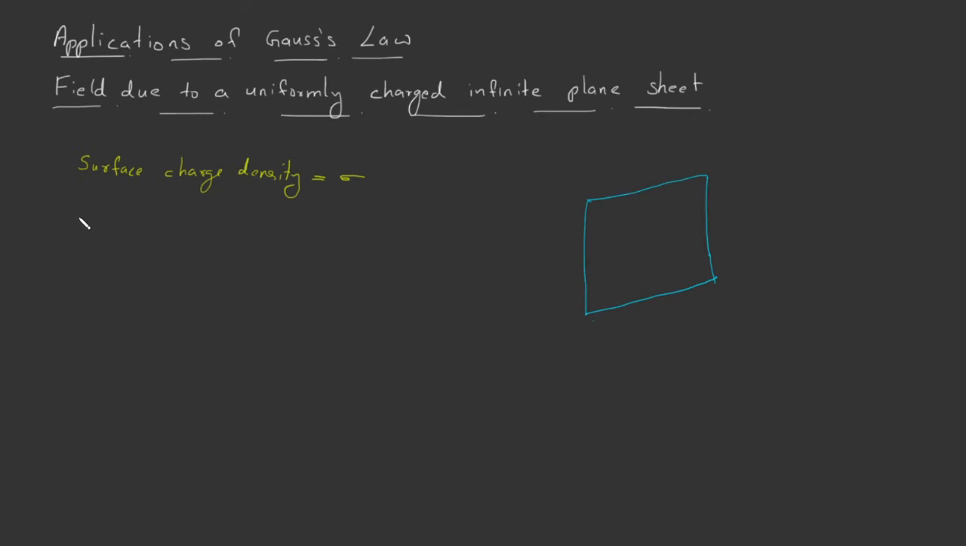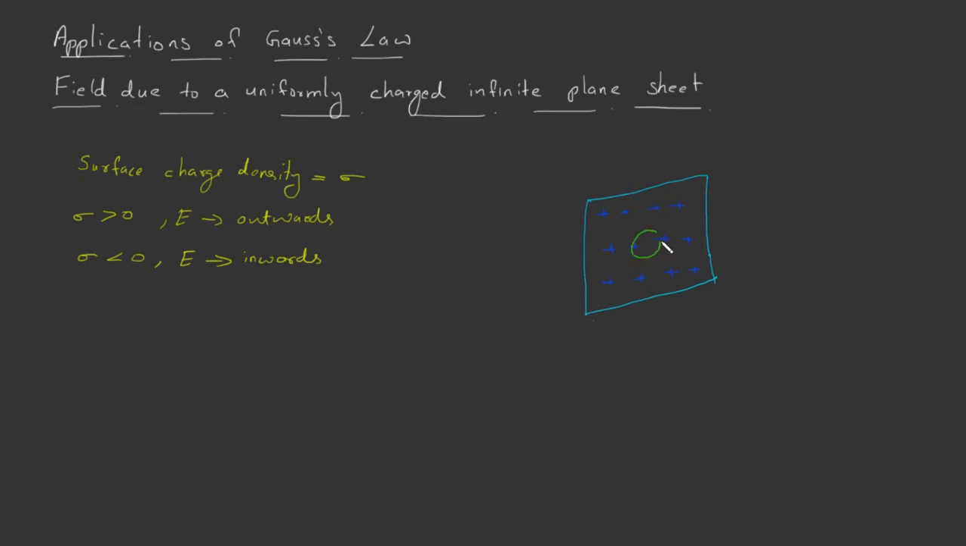We know if sigma is positive, that is greater than 0, then the direction of electric field is outwards, and if sigma is less than 0, that is negative, then the direction of electric field is inwards. For this case, we are going to consider this infinite plane sheet is positively charged, so that the direction of electric field is outward, with a uniform charge density sigma.